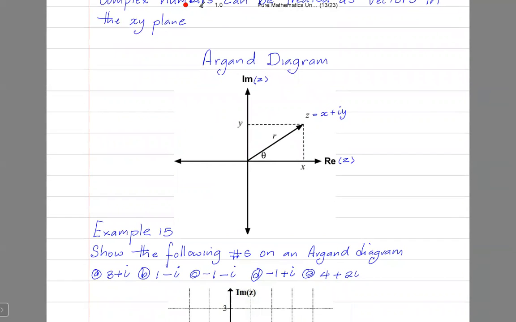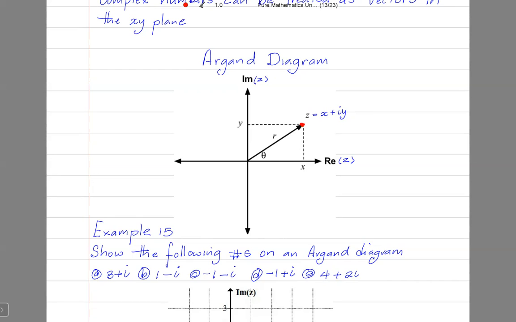Note that the vertical axis is called the imaginary axis, and the horizontal axis is called the real axis. This is the complex number Z, which is equal to x plus iy. Please note the point here. So here, the complex number is represented both by the point and by the vector. All right.